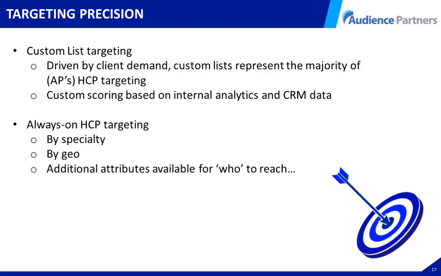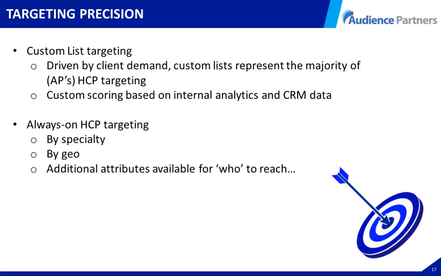So this includes some kind of custom scoring based on internal analytics or IMS Health data or CRM data, and custom scores and custom segments based on an analysis of a fair amount of attributes. In this case, we get a list that says this is list A, and in some ways we're indifferent to what defines that list. We just know that this is the optimal list.